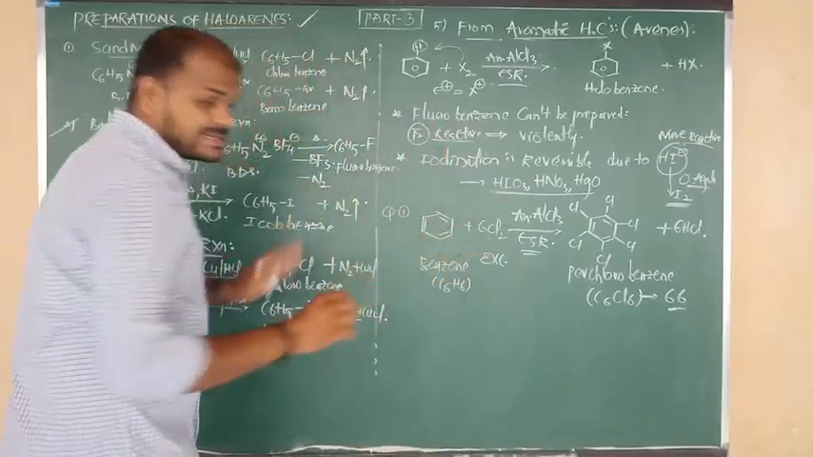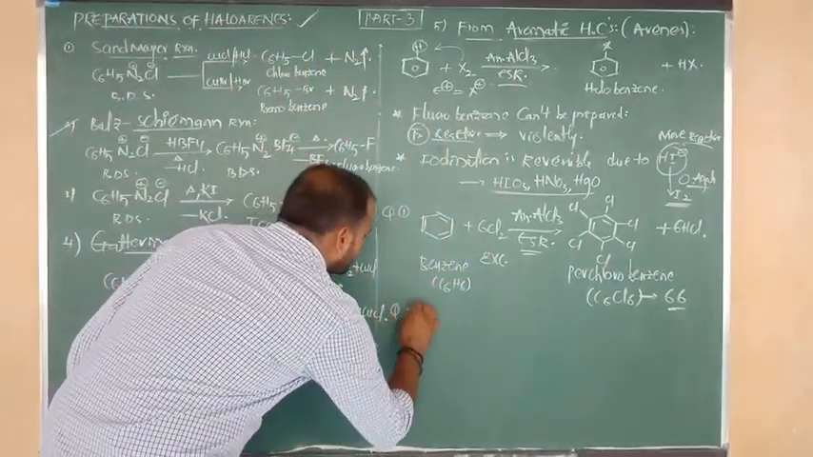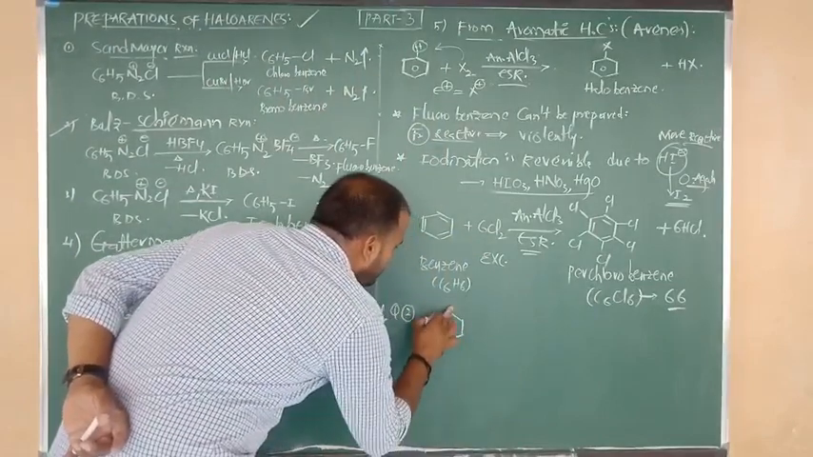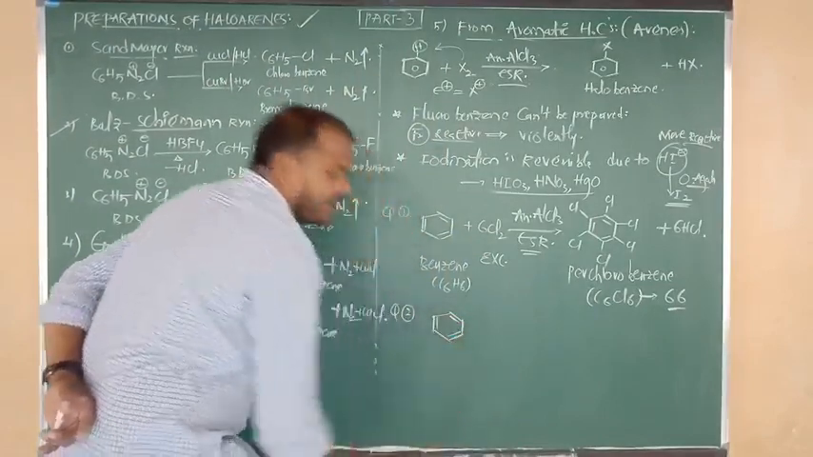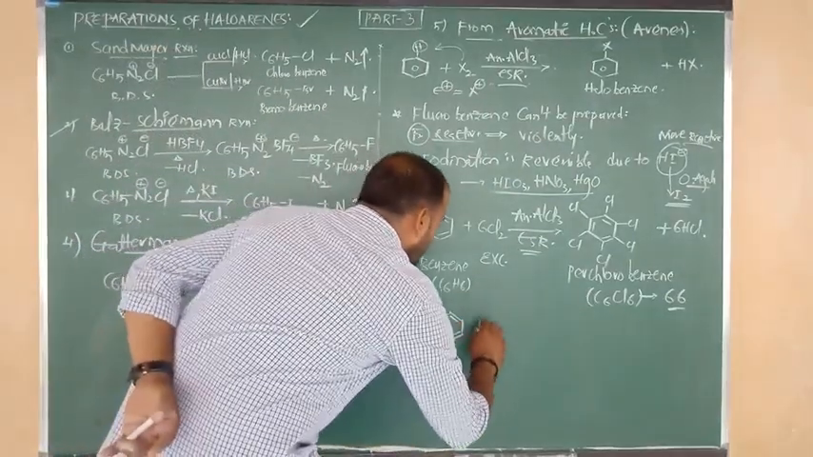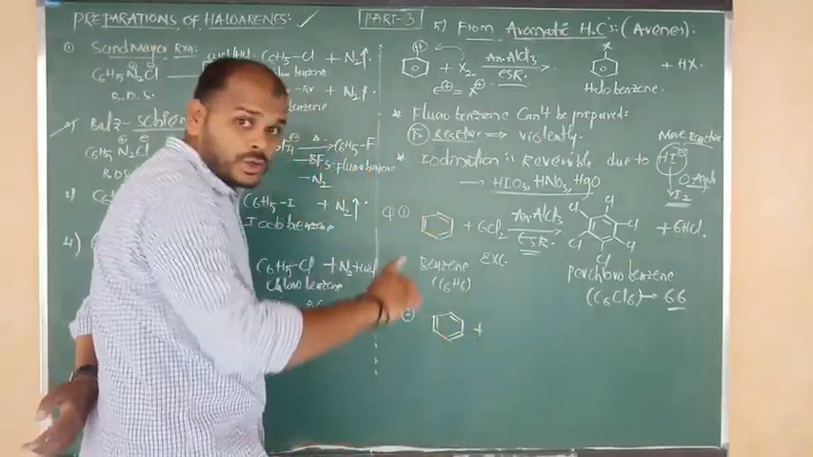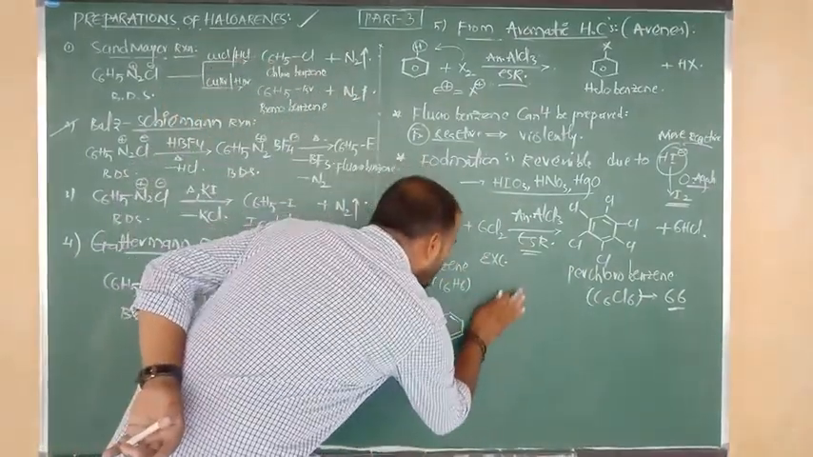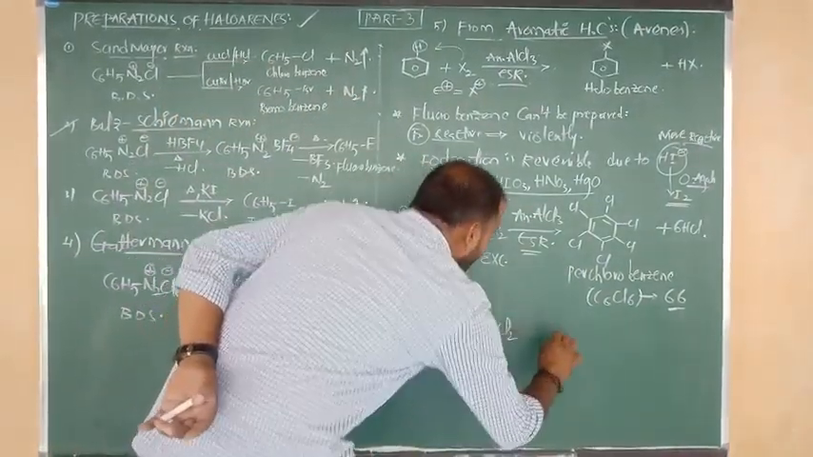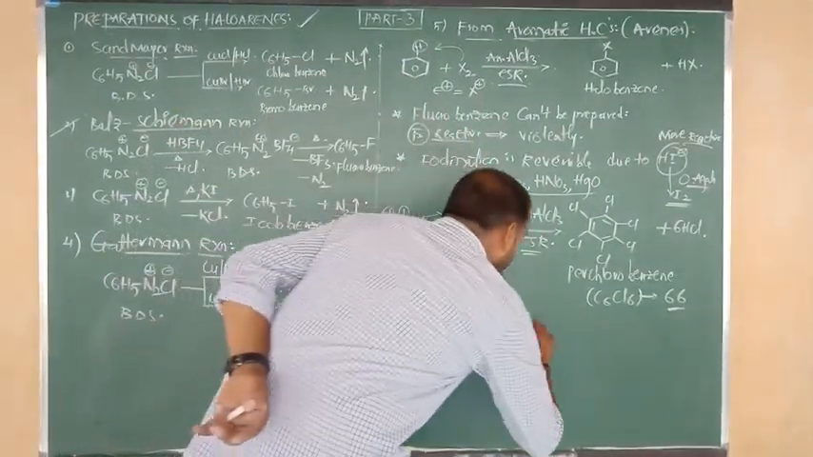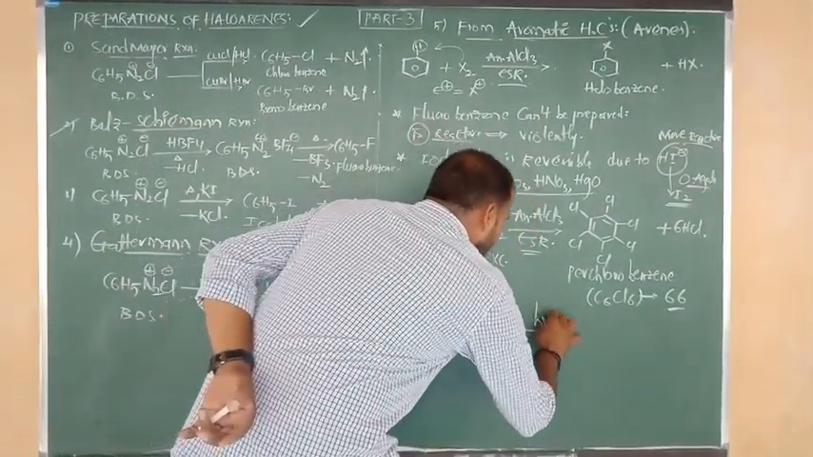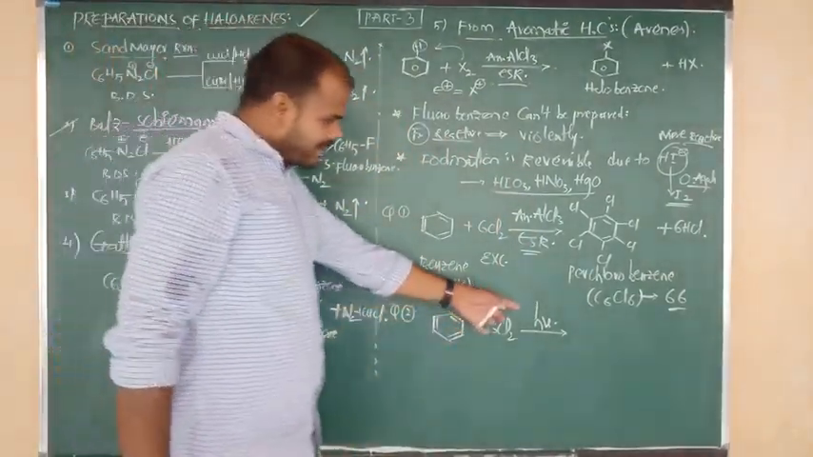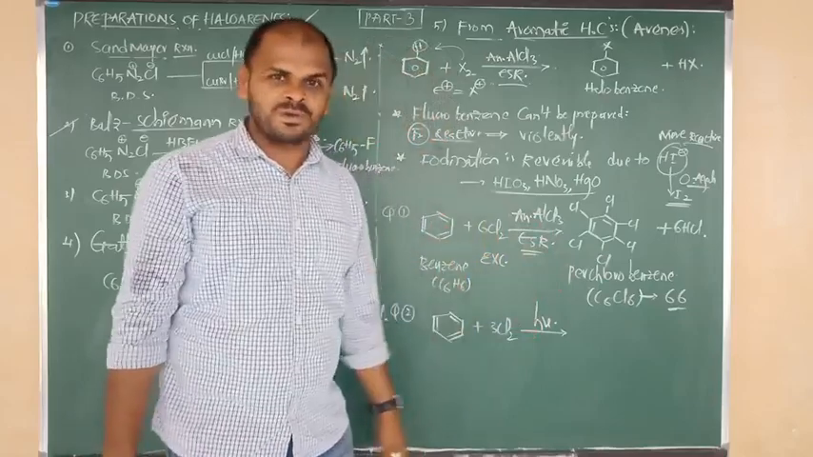Related to this, I want to give you one more question. Again, the same thing. Here I am going to consider a benzene ring. Inside, how many pi bonds are there? 3 pi bonds are there. To make these 3 pi bonds disappear, I am going to add 3 moles of chlorine. But suppose here the reaction takes place in the presence of sunlight.